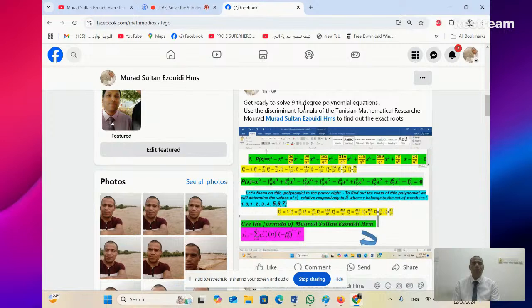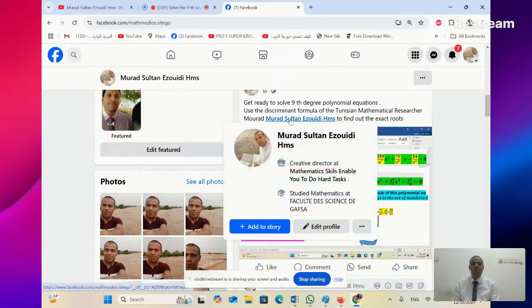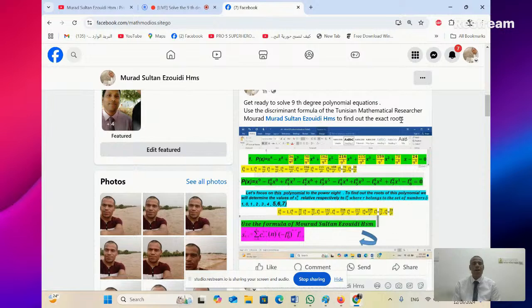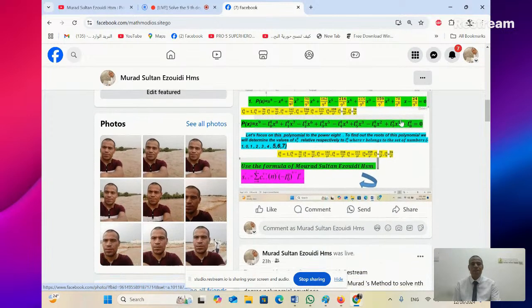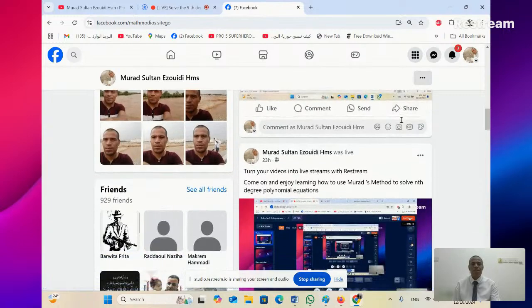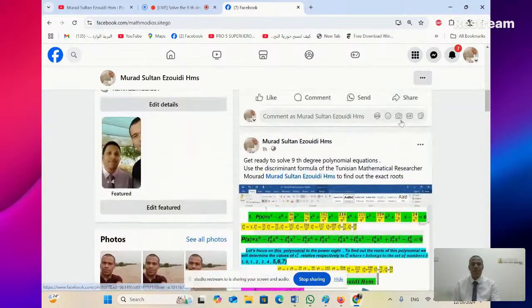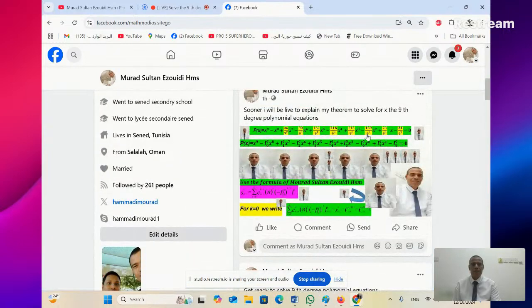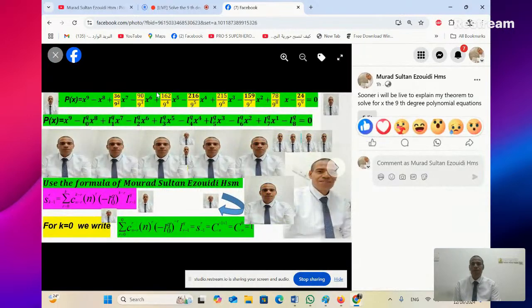Get ready to solve the ninth degree polynomial equation. Use the discrete formula of the Tunisian mathematical researcher Murad Sultan Ezouidi to find the exact solutions. Here in this example, we will really solve it and give the exactness. Okay, so let's see. This is our polynomial to the power 9.